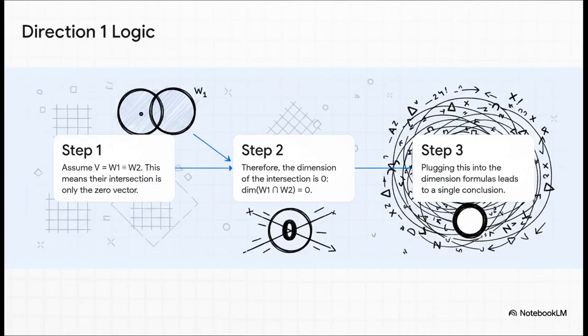Okay, let's follow the chain of logic. If we assume V is a direct sum of W1 and W2, then by definition, the only thing they have in common is the zero vector. So the dimension of that intersection has to be 0. And once we plug that little 0 into our dimension formula, along with the other clues we have, the whole equation starts to simplify, and it points us right to a single, unavoidable conclusion.